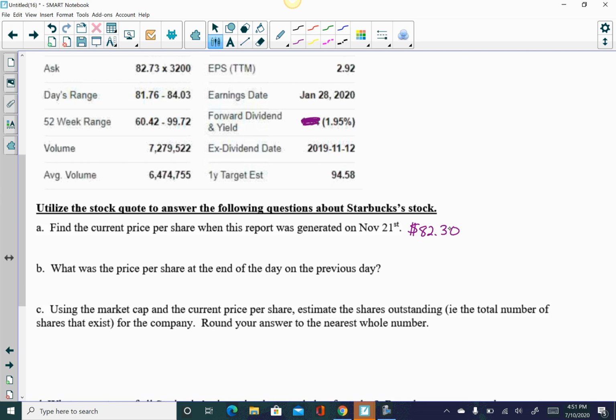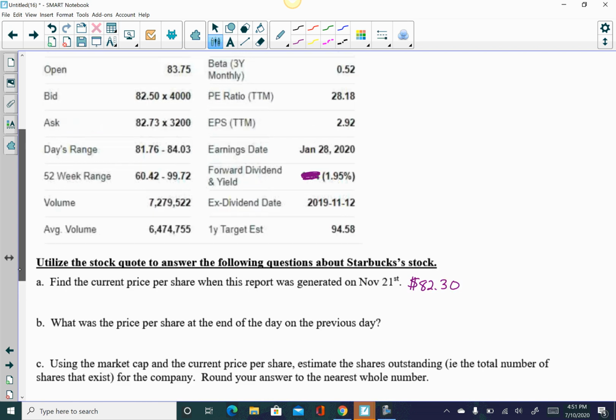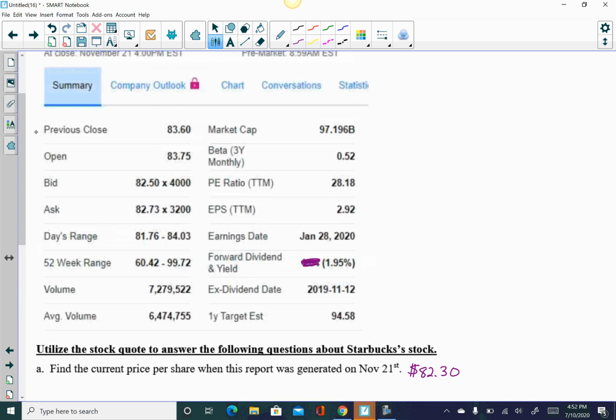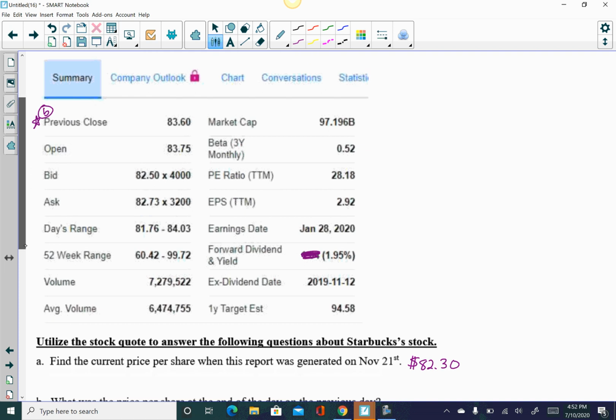Part B wants to know what the price per share was at the end of the day on the previous day. The easiest place to get this is if they have a previous day's close. If you'll notice up here at the top, they do have that. So this is where we get letter B, the previous close, $83.60.